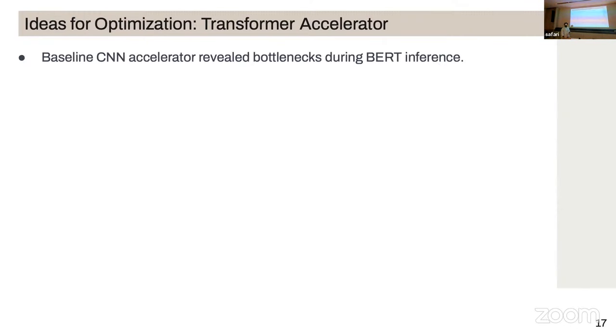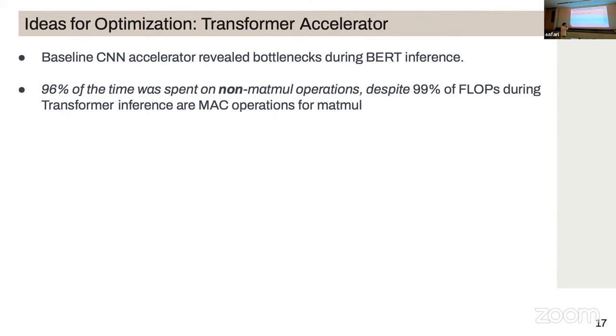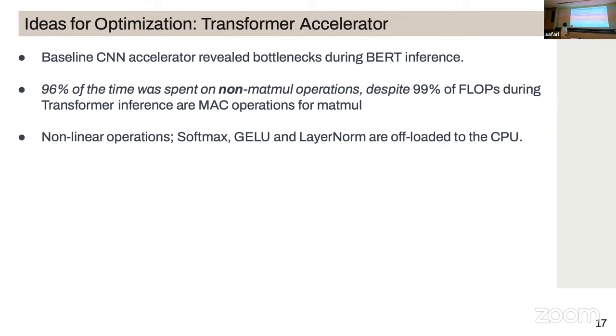And then they take the transformer architecture and say, hey, let's run inference on the CNN chip and see how it does. And they got this insight that 96% of the time on this chip was spent on non-matrix multiplication operations, despite the fact that the total number of floating point operations in a single transformer inference pipeline is actually MAC operations, multiply accumulate operations. So this seems strange. The other thing they found out was that nonlinear operations, softmax, GELU, and layer norm, were all offloaded to the CPU because the chip could simply not do them. It could only do ReLU and MaxPool.